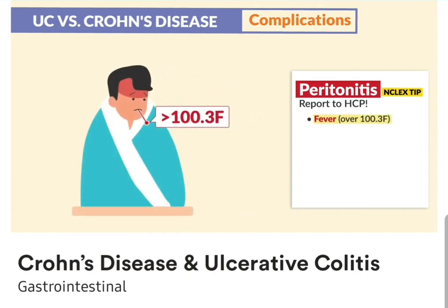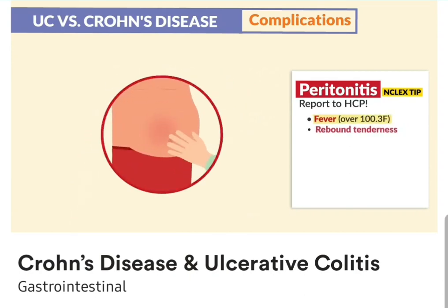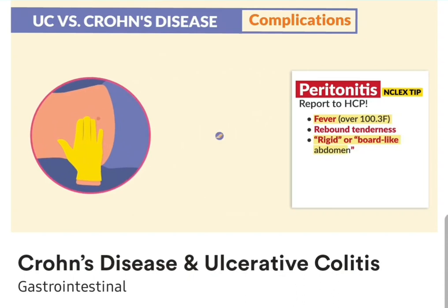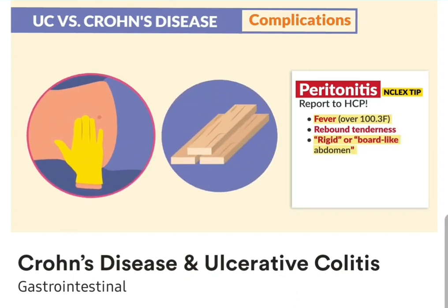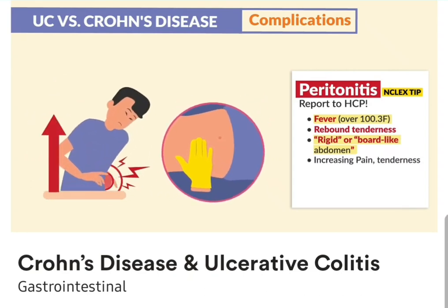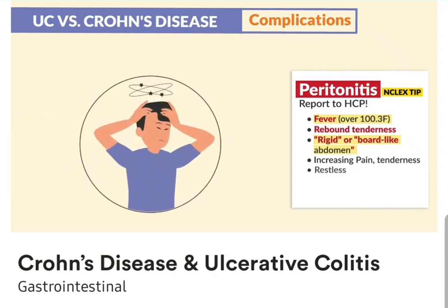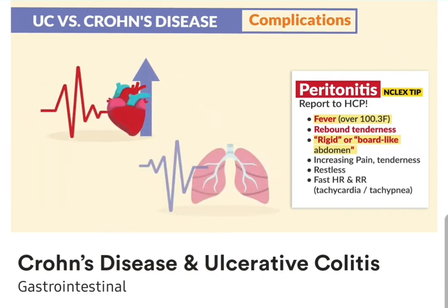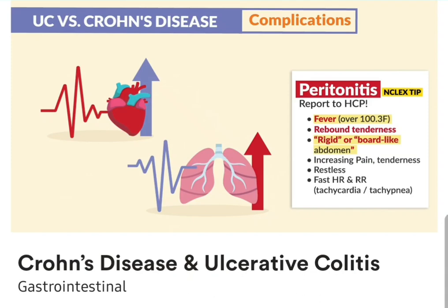So a fever over 100.3, rebound tenderness, as well as a rigid or board-like abdomen. This can be from inflammation like peritonitis or even internal bleeding, as well as increased pain and tenderness, restlessness, and a fast heart rate and respiratory rate, that tachycardia and tachypnea. So remember the ones that are bolded and highlighted here, huge NCLEX tips. I would pause the screen and write this down for peritonitis.